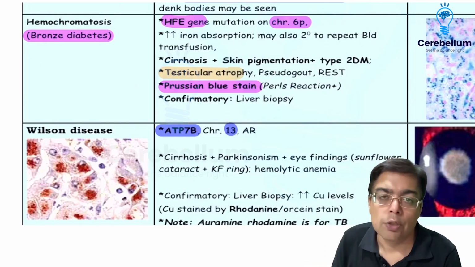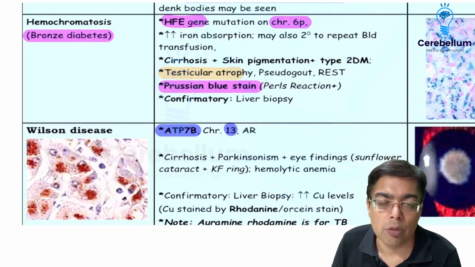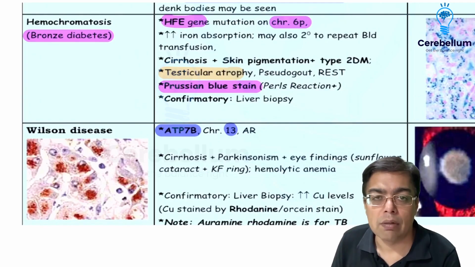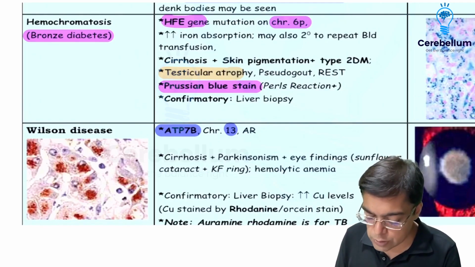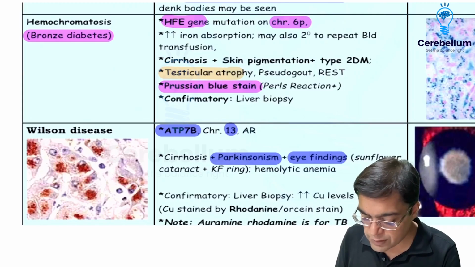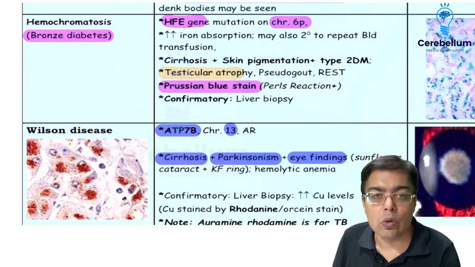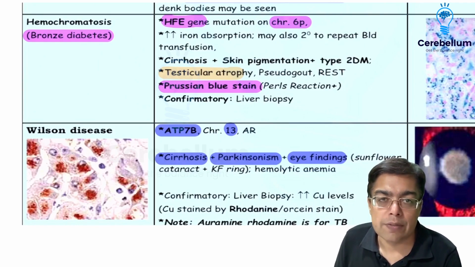Again, apart from liver, you can get involvement of the CNS in the form of involvement of basal ganglia. So patients can have a development of Parkinsonism. These patients can also have ocular involvement in the form of Kayser-Fleischer ring, as well as the presence of finding which is going to be given the name of sunflower cataract.